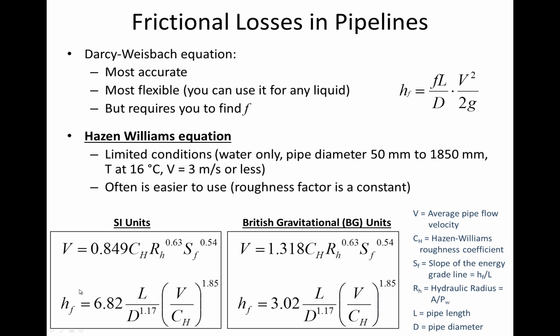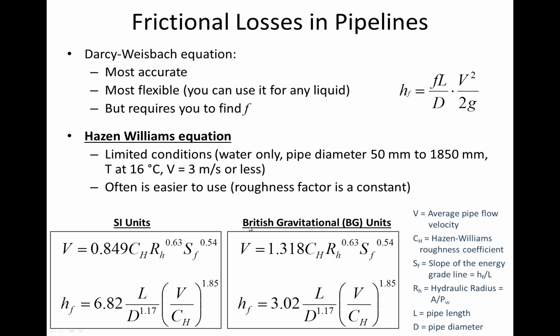Another way of looking at the Hazen-Williams equation is if you know a known velocity of flow through a pipeline and the length and diameter and roughness of that pipe, then you can use the Hazen-Williams equation to calculate how much energy is going to be lost due to pipe friction through that conduit.